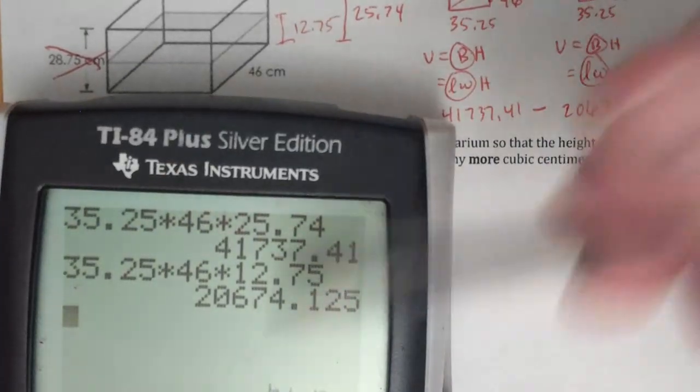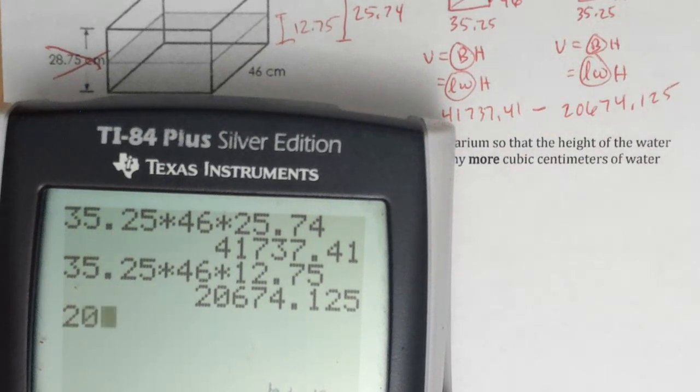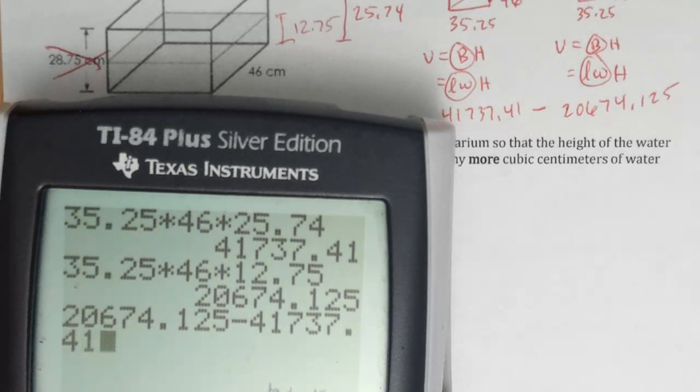All right, so we're going to take these two numbers and we're going to subtract them. So 20674.125 minus 41737.41.